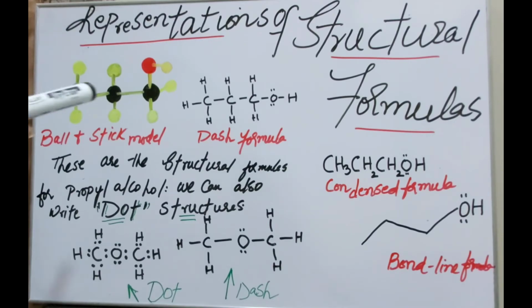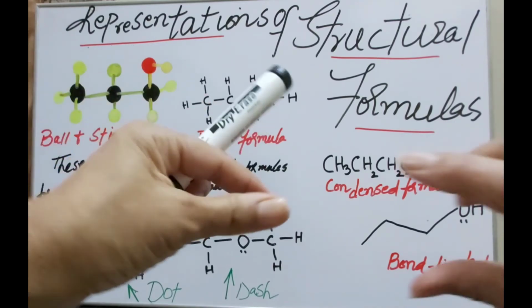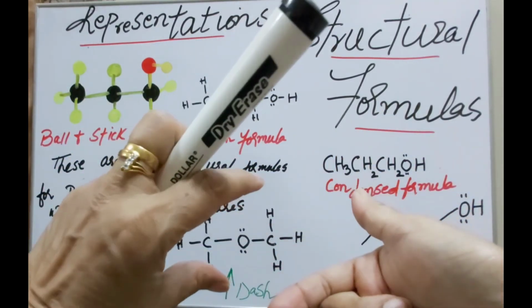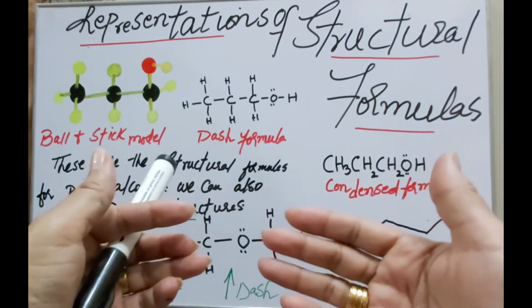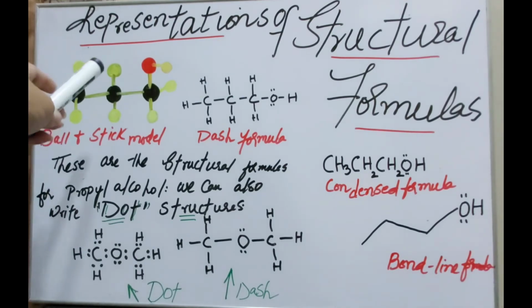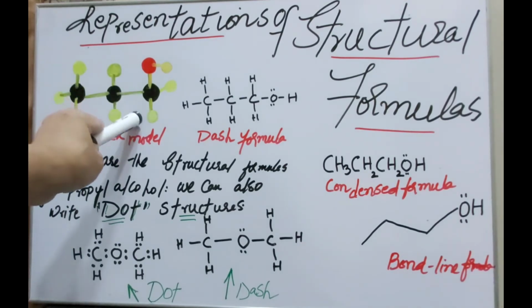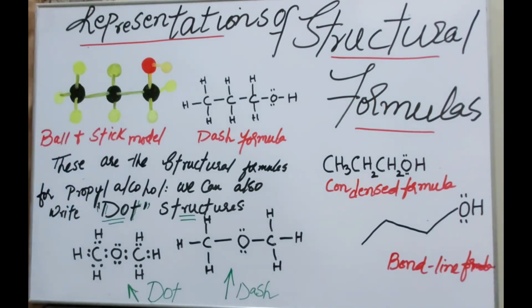Now this is a three-dimensional structure in which the bonds are constantly rotating, right? The rotation of bonds is easily represented when you use this formula, that is the ball and stick model. As it is a three-dimensional structure, all bonds can rotate.